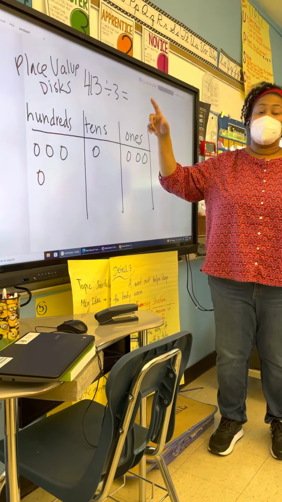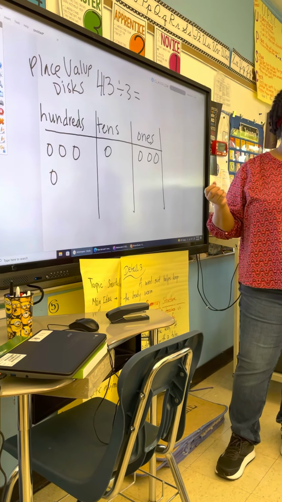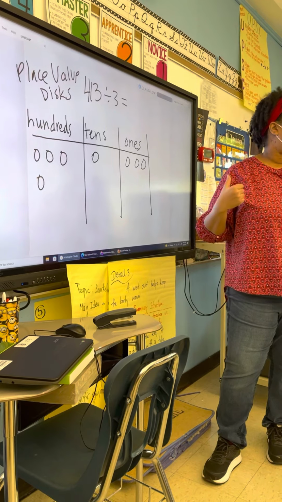And the reason I really like this strategy, you'll see when we start using the algorithm, this is very closely related to how the algorithm works. Please write this down as I'm going through it.